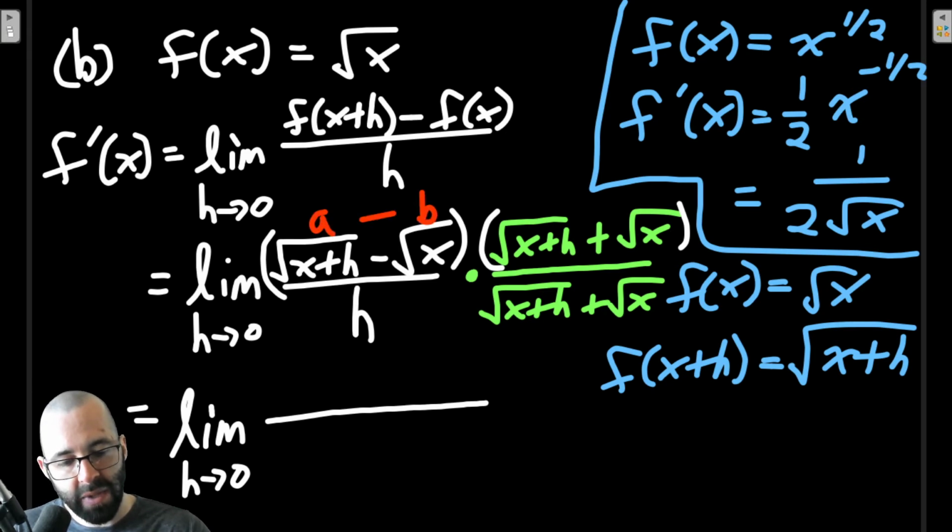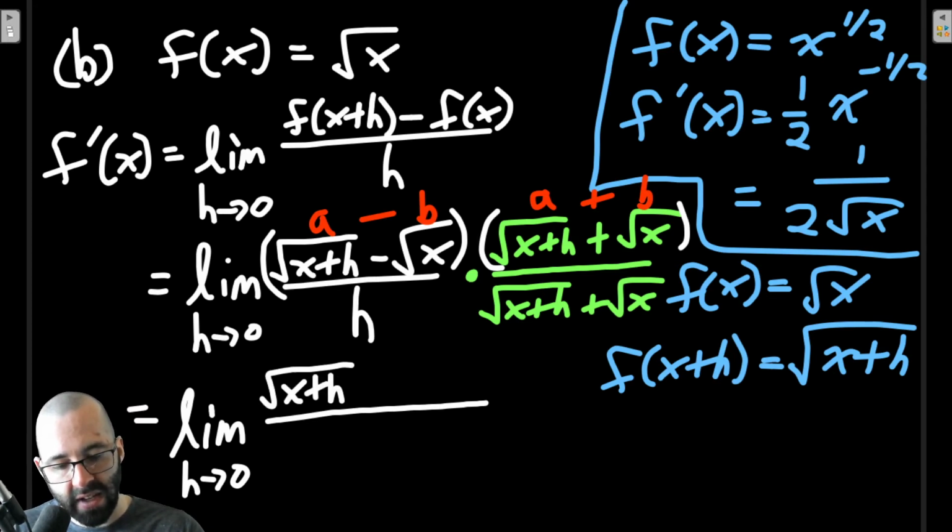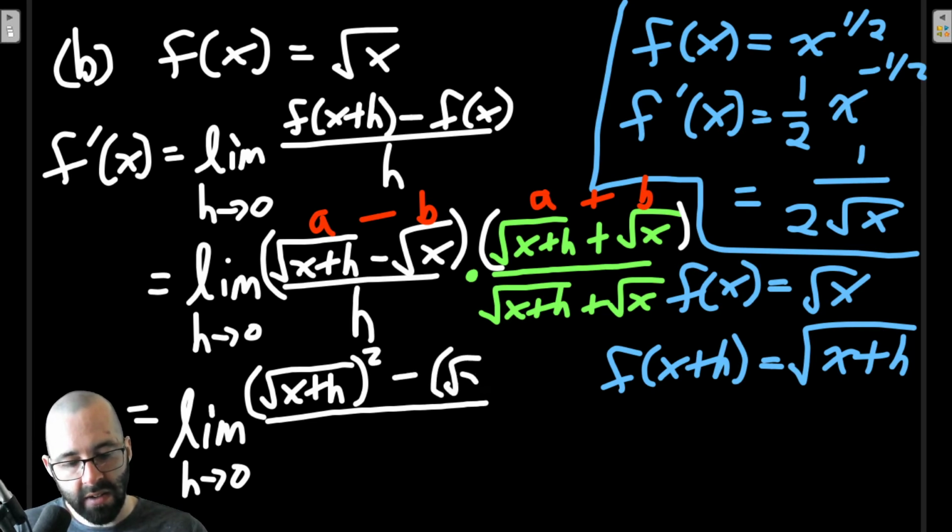This is like (a minus b) times (a plus b). And we know that if we multiply this, this is called the difference of squares. We get a squared minus b squared. So the first thing squared is (x plus h) squared. The second thing squared is the square root of x, squared. All right. That's a squared minus b squared.